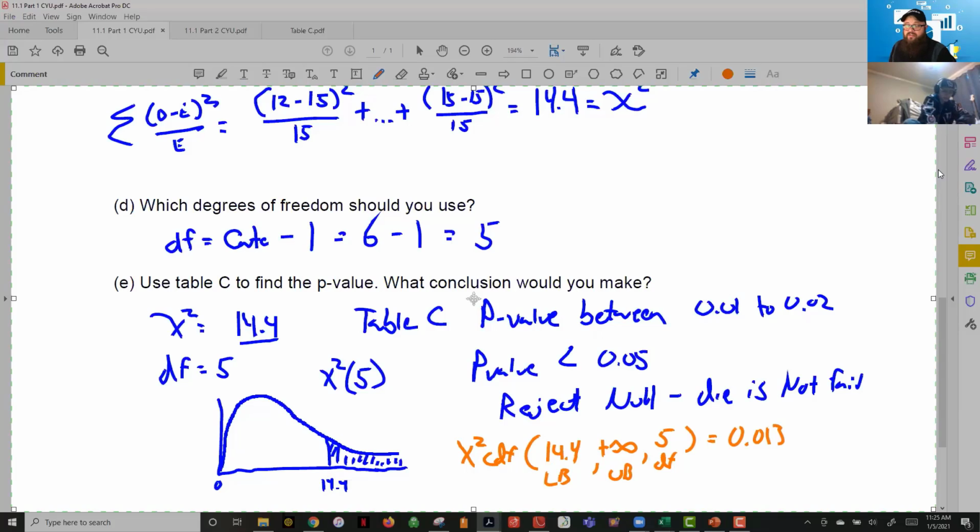Which falls in between what the table gave us, right? The table said between 0.01 to 0.02. Well, 0.013 definitely falls within there, right? So the table gave us the right answer, and our calculator gave us the exact answer that we were looking for. And again, you would still be able to take that value and compare that to your significance level, and you would still say reject the null. The P is low, reject the null. Or I'm sorry, P is low, reject the H0. There we go. I got null and H0 mixed all up.